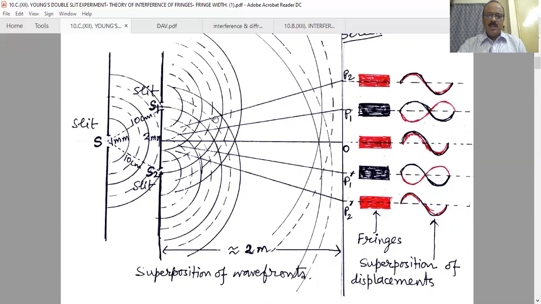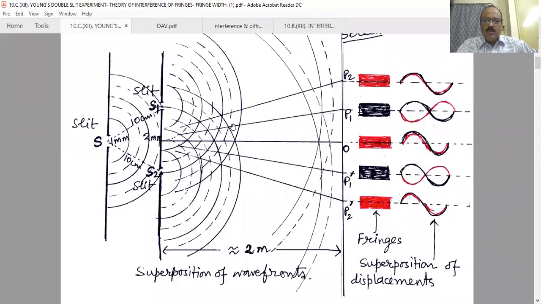And here, along this line, if we proceed, we observe dotted line with dotted line, solid line with solid line, which indicates that along this line, light waves coming from the two sources S1 and S2 meet in the same phase, that means crest with crest and trough with trough. As a result, the resultant amplitude will be added up, that means it will be more than before.